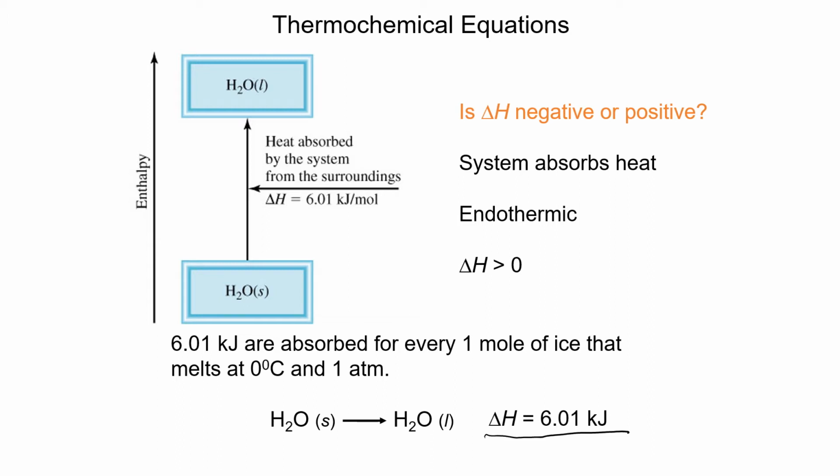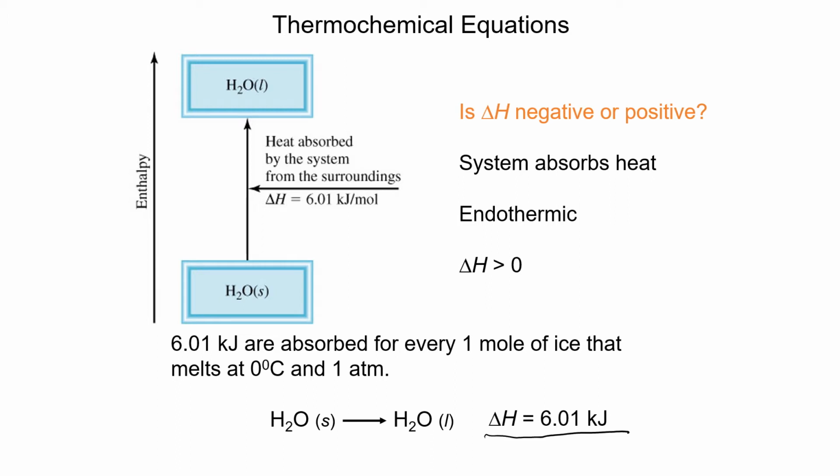So in this example, enthalpy is increasing from the solid water being converted, or this phase change, to liquid water. In order for that to happen, energy has to be absorbed by the system, that's solid water, from the surroundings. Could be an ice cube on a counter, and the air is warmer than the ice cube, so it absorbs that warmth from the air and starts melting.